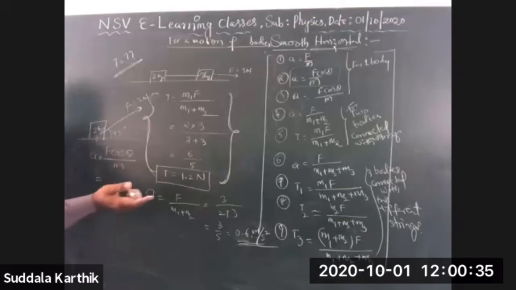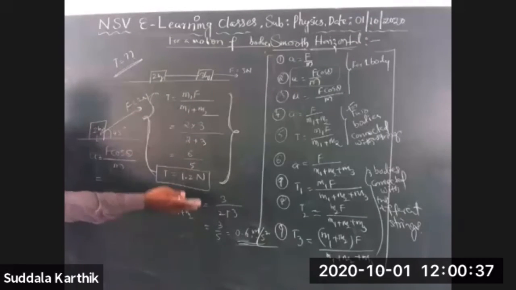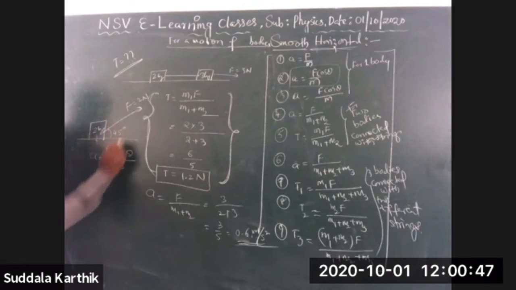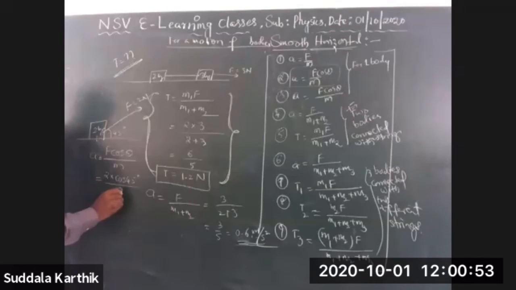I'm very happy, Nana, because what I have explained from yesterday onwards, you are getting clearly, from your response only. I am getting the clarity, Nana. Yes, F cos theta. F is what, Nana? 2 newtons. Cos theta, cos 45 degrees. M is how much, Nana? 2 kg. 2 cancel. Cos 45, 1 by root 2. That's it.